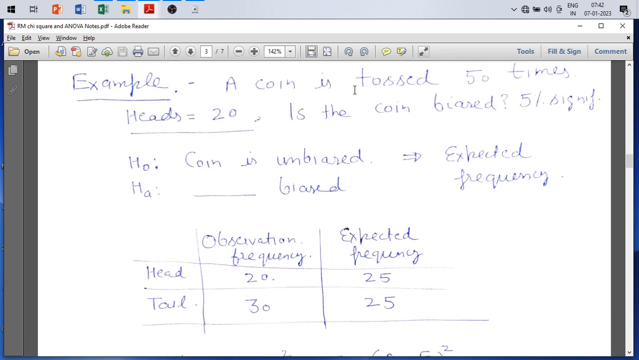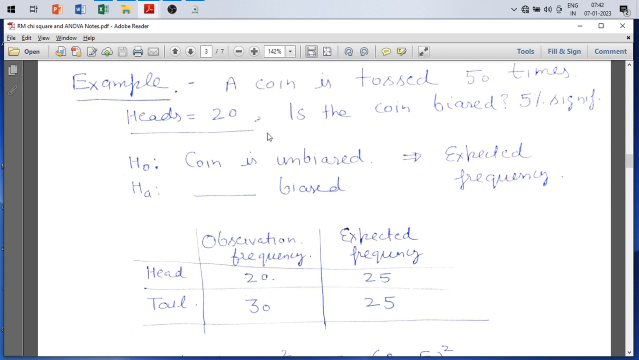Say a coin is tossed 50 times and we get 20 heads. Now the question is, is the coin biased or is it not biased? We have to answer at 5% significance level by using the chi-square test. Now we define the null hypothesis as the coin is unbiased.